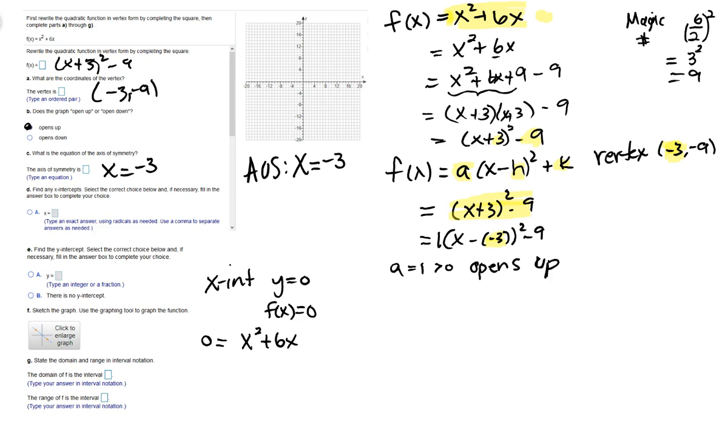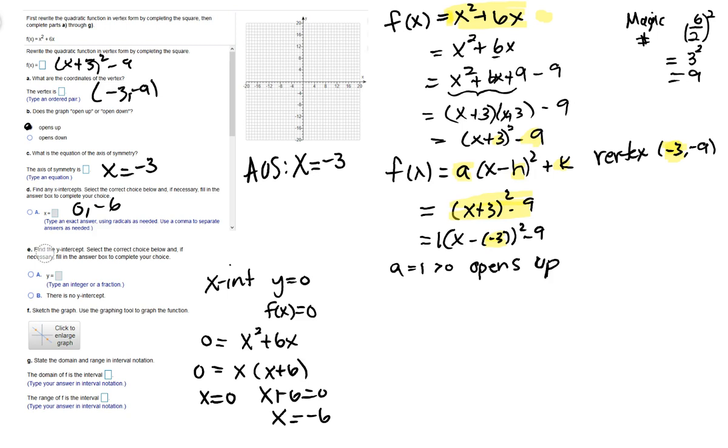So to solve this, I'm going to factor. I can factor the greatest common factor of x. That would give me x times (x plus 6), and then I can set each of these factors equal to 0 to get x equals 0 and x equals -6. So those are my x-intercepts.